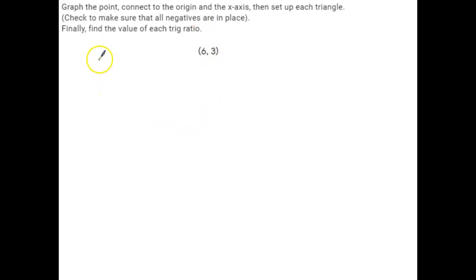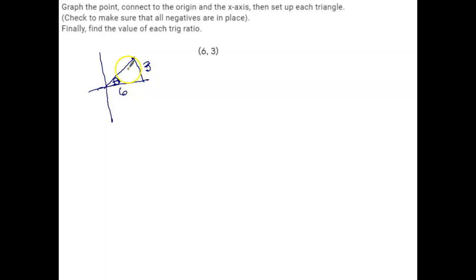All right, so if we're going to set up this triangle, if these two coordinates are both positive, it's going to be in the first quadrant. And so this distance here is the x value, so this would be your 6, and you're going to connect to the x-axis and to the origin. So the y value is the height.